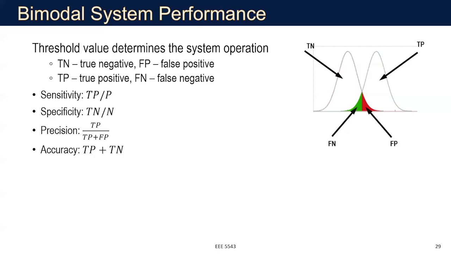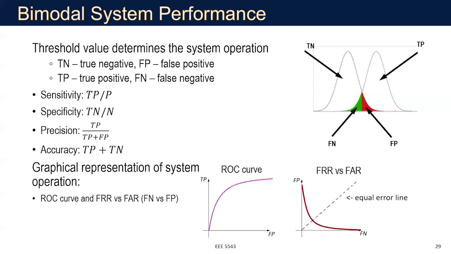And all of these values depend on a set threshold. So depending on how you set your threshold, your accuracy, sensitivity, specificity, and precision will all change. So it becomes useful to graphically analyze your threshold to pick the best value. To do this, we use what are called the ROC curve or the false reject rate and the false accept rate curves. The ROC curve plots the true positive versus the false positive.